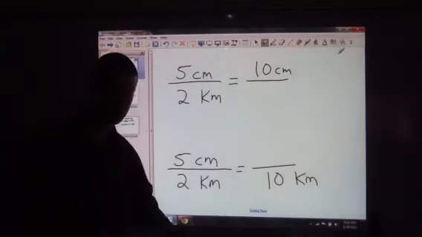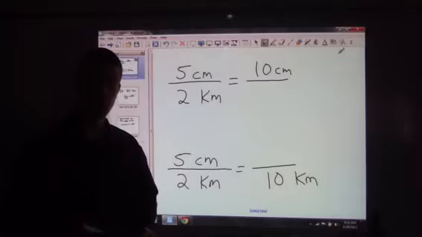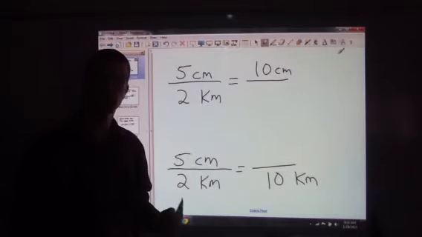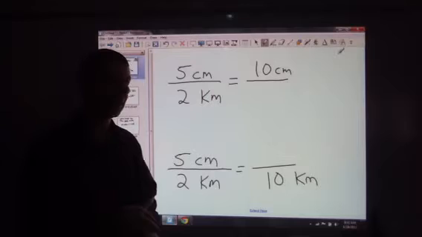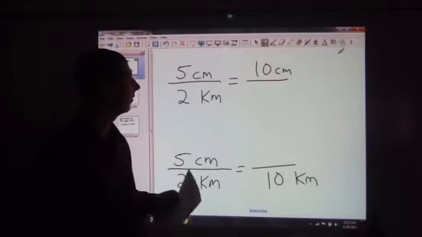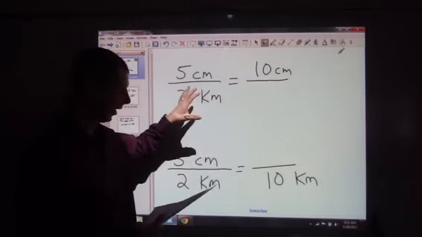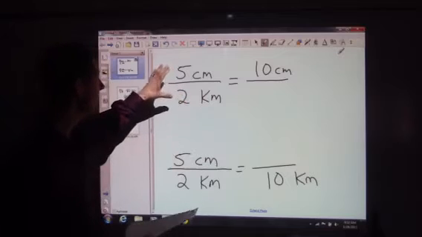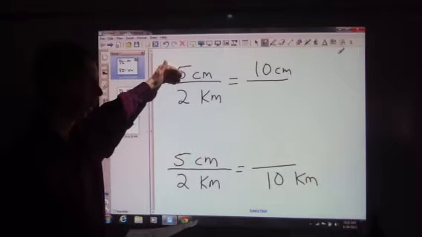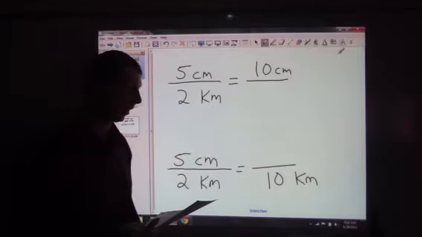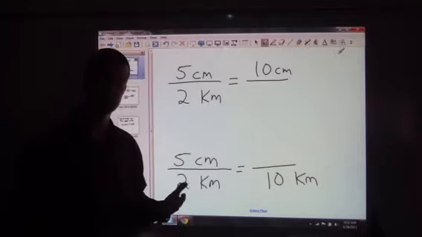Okay, what we're going to take a look at today is scale drawing and models. This is from Chapter 6, Section 6. The first thing that I want to look at here is if you have, in this case here, 5 centimeters is equal to 2 kilometers. And that's going to be a scale that'll be given.